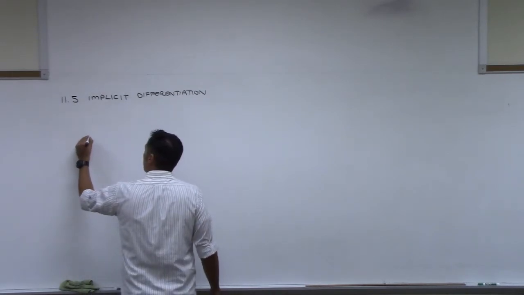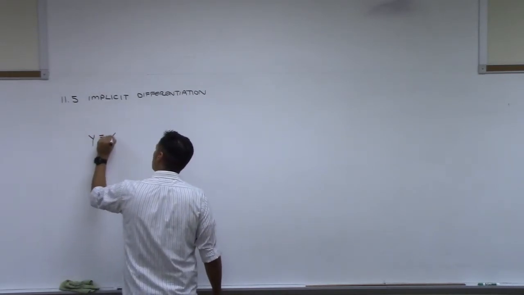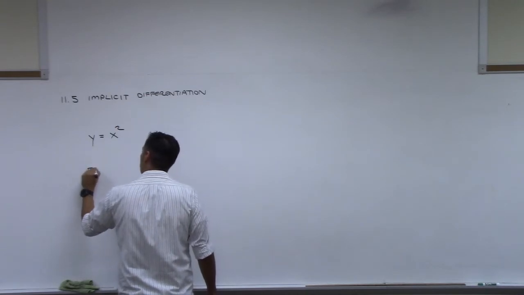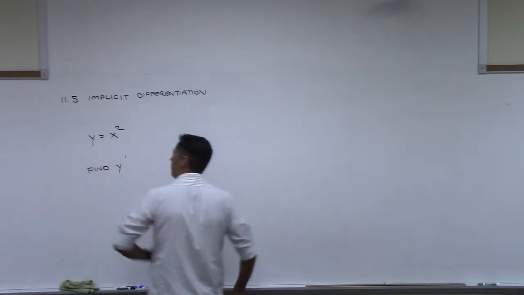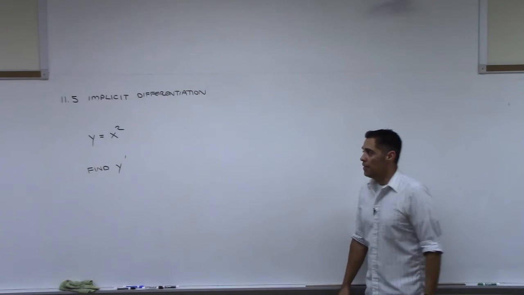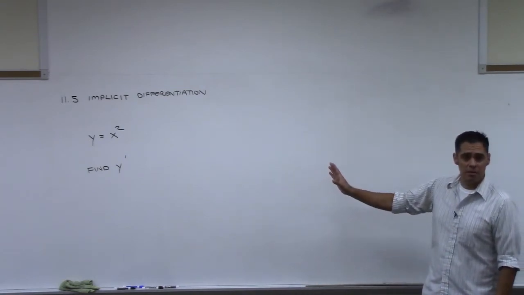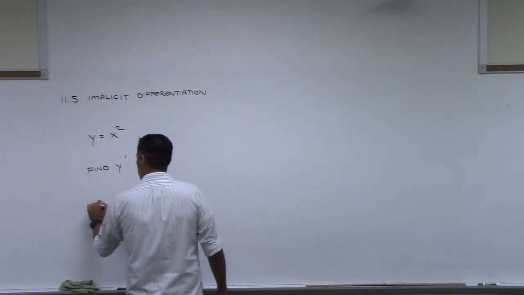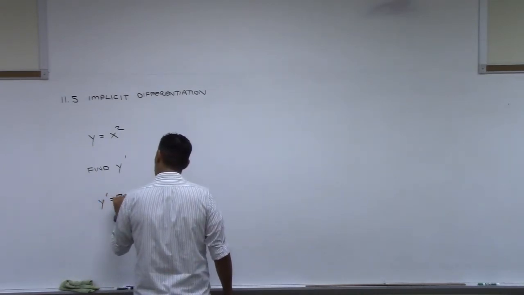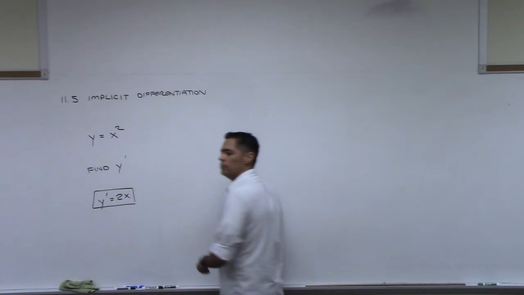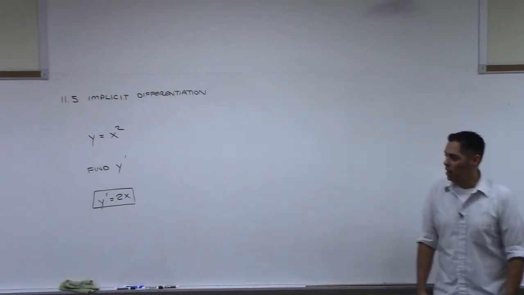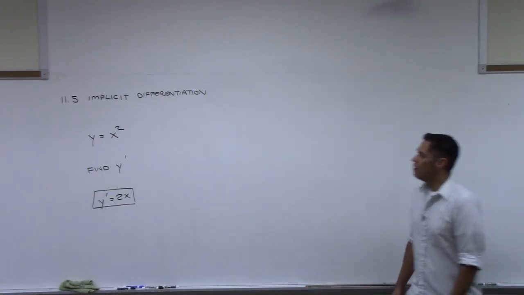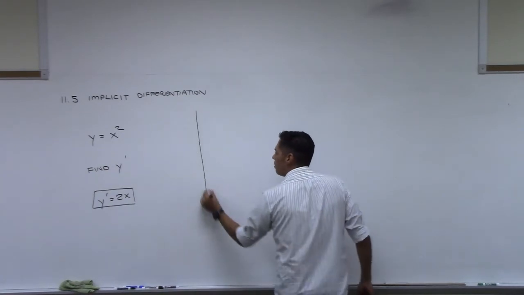Let's start with y equals x squared. And let me ask you to find y prime. Now this is not a trick question, okay? This is not a trick question. So what is it? Y prime is 2x. Agreed? And we're happy? Yes? Y prime is 2x. Now, I'd like for us to look at this problem a little different.